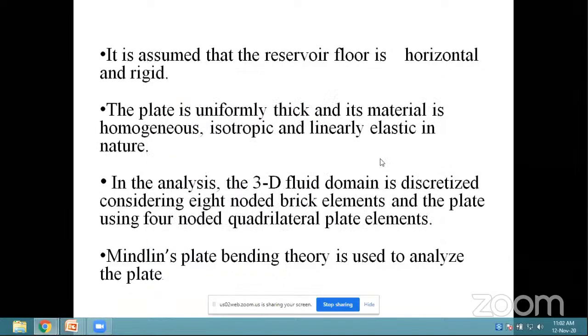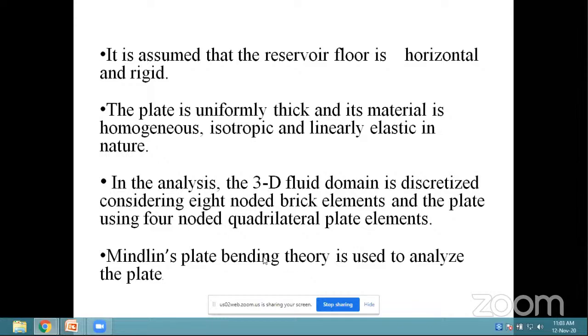So in the analysis, I have considered the fluid domain below the plate to be three-dimensional. Are all of you from chemical engineering, or people from other disciplines like mechanical, metallurgy, or civil? Sir, from different disciplines: chemical, civil, mechanical, mainly chemical and metallurgy. Yes, sir. Okay, so I will help you.